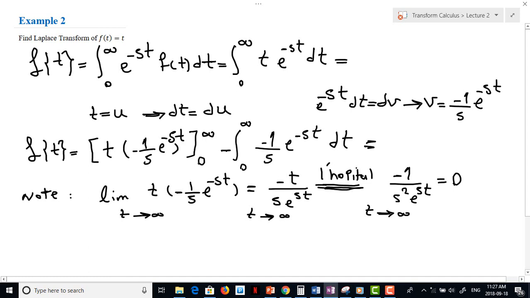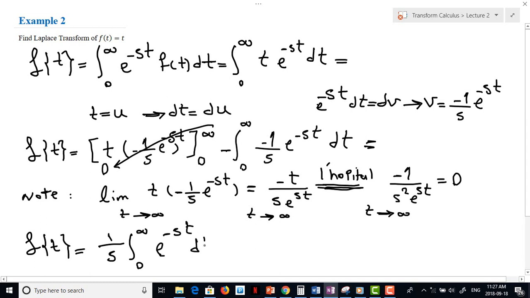If I apply the lower limit, we have 0 times e to the power of 0, so it's equal to 0. As a result, this term is equal to 0. So the Laplace transform of t is equal to, we have minus here that becomes plus, so it's 1 over s times the integral from 0 to infinity of e to the power of minus st dt.